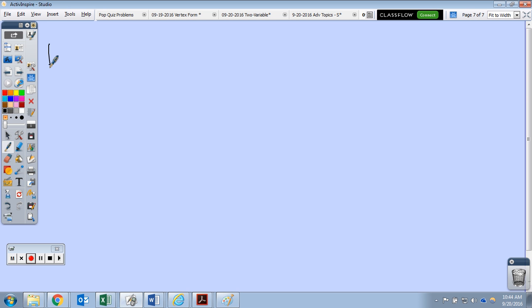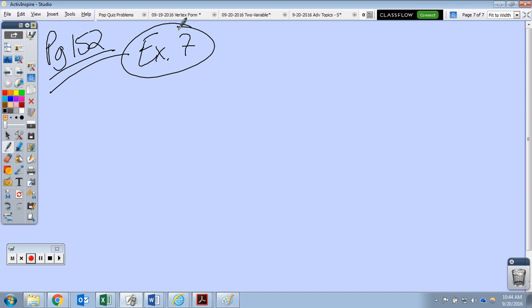So this is page 152, example 7, and part A.